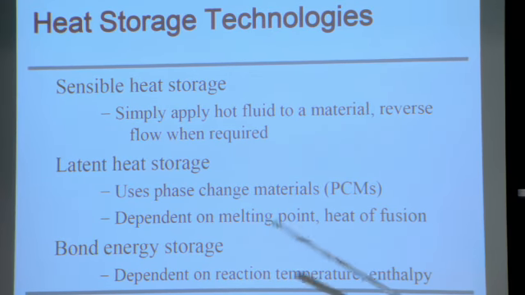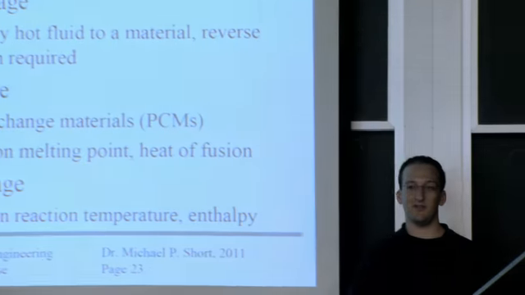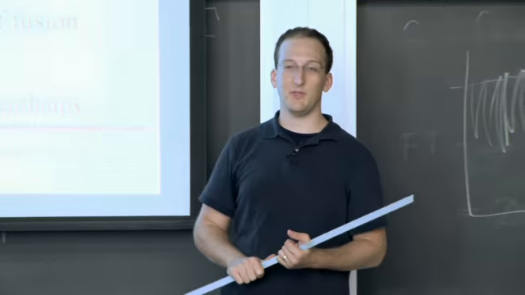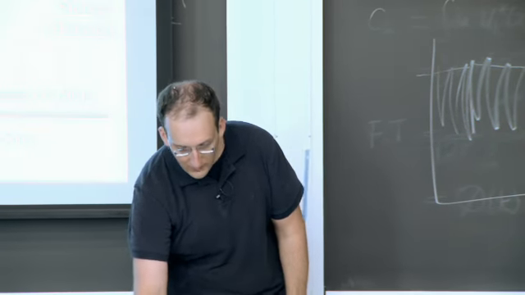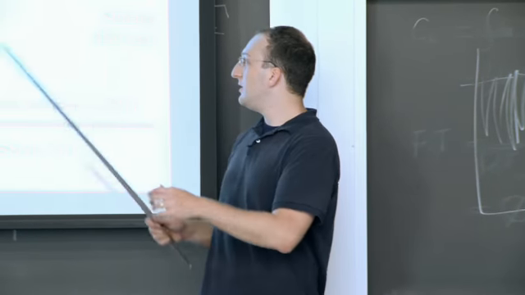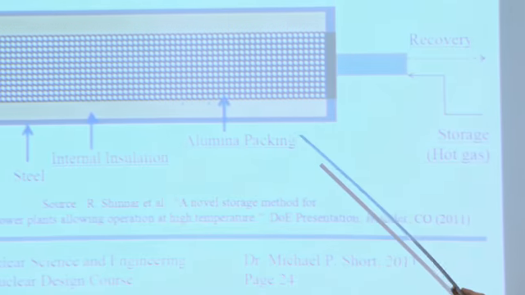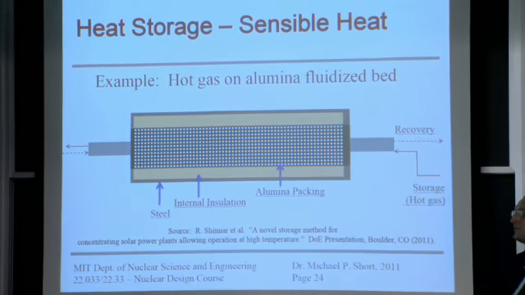For bond energy storage, I don't know if I've mentioned, you'd want your reaction to be reversible so that there's no irreversible losses in that bond energy storage system. An example of a sensible heat system is pretty simple. Just some spheres of a material, here it's alumina, with a hot gas going through them.